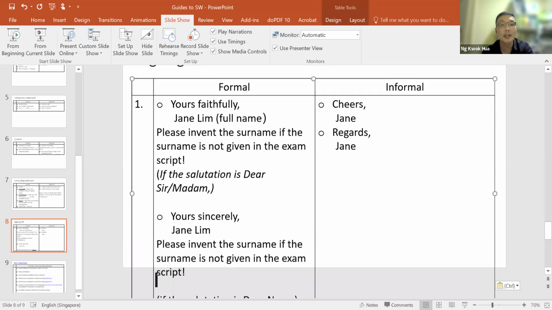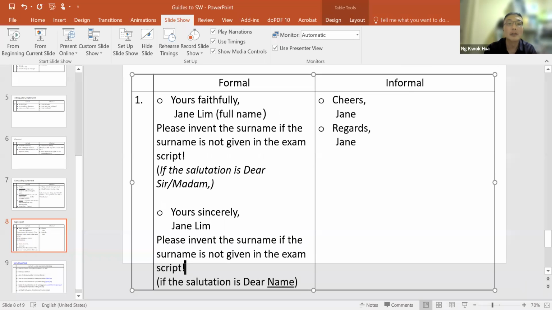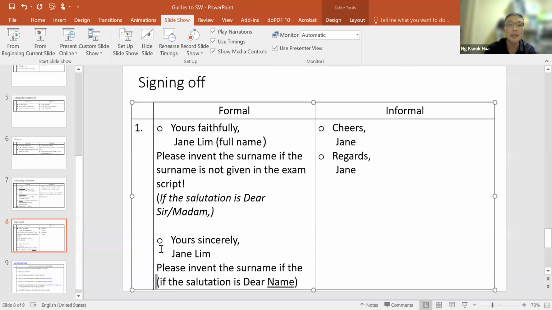So you'll be so glad that Mahabudi taught you, right? Oh, you went out of the slide. But anyway, you should know. I don't want to add in so many because I run out of space. Please invent the surname if the surname is not given. So I put an exclamation mark here.